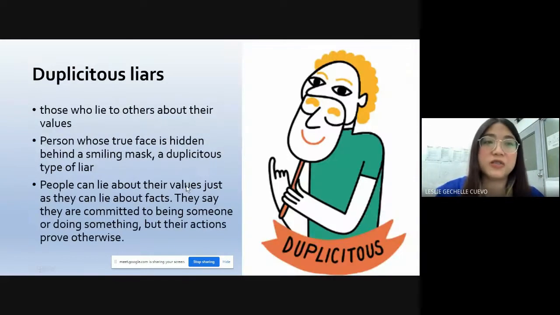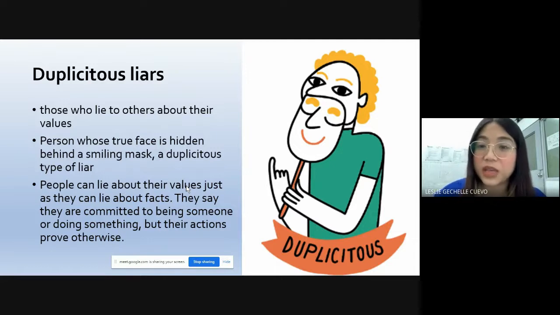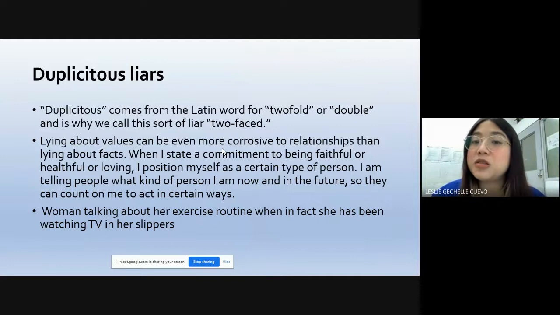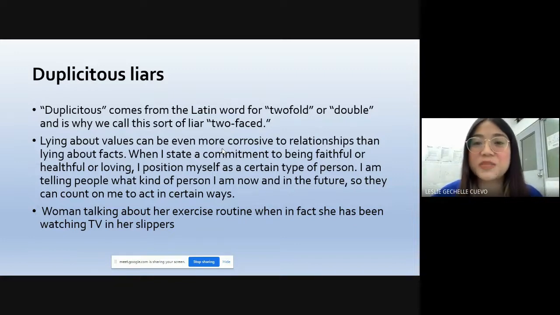Okay, next is duplicitous, liar. Duplicate, double, ibig sabihin dalawa. Those who lie to others about their values, person whose true face is hidden behind the smiling mask, a duplicitous type of liar yon. Kaya katulad dyan sa picture, mayroon siyang maskara na masaya siya, di ba? People can lie about their values just as they can lie about facts. They say they are committed to being someone or doing something, but their actions prove otherwise. So, duplicitous comes from the Latin word for twofold or double, and that is why we call this sort of liar two-faced. You're a two-faced liar, sabi mo. Kasi Englishera ka. Lying about values can be even more corrosive to relationships than lying about facts.